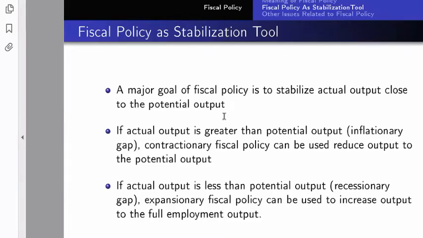So when we say stabilization, it's all about if the actual is less than the potential, what can we do to bring the actual to the potential? That's all stabilization is about. So it depends on whether you have an inflationary gap, meaning the economy is getting overheated. So what we do is we conduct a contractionary fiscal policy. And when there's a recessionary gap, like around these times when GDP is far below the expectation, what we do is we conduct an expansionary fiscal policy to bring it back to where it was.